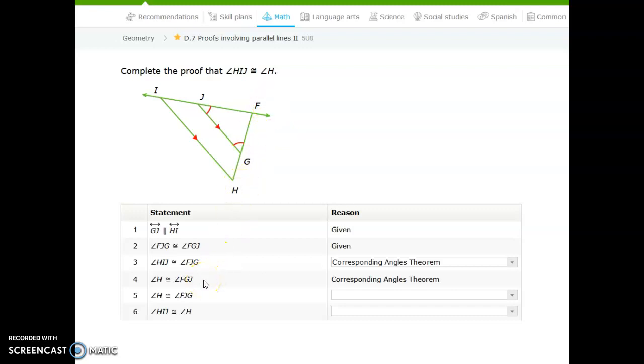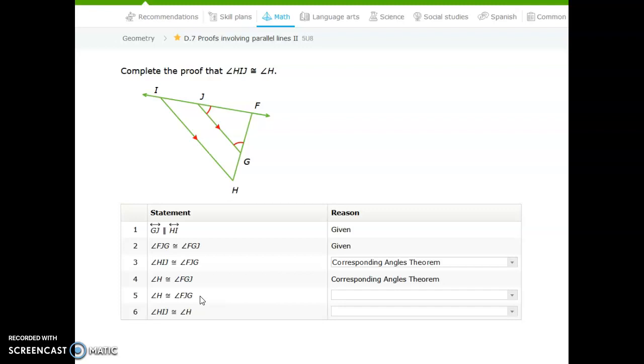Let's see if we can see angle FGJ somewhere else. I see it right here. Angle FGJ is congruent to FJG. So if we use lines 2 and 4, 2 says FJG is congruent to FGJ, and 4 says that H is congruent to FGJ. If I substitute FJG in for FGJ, then we can come up with line 5.